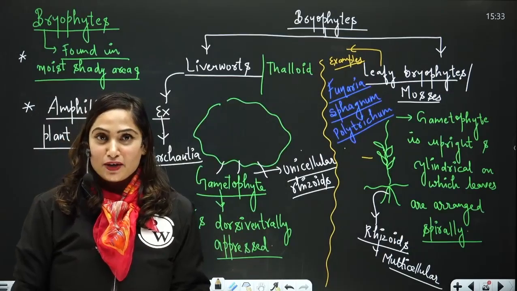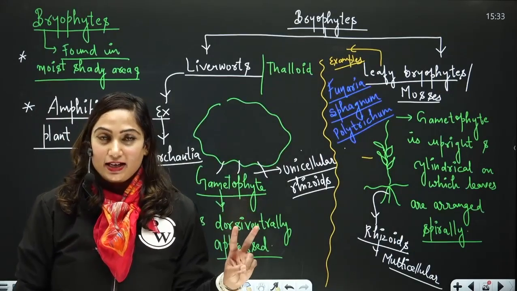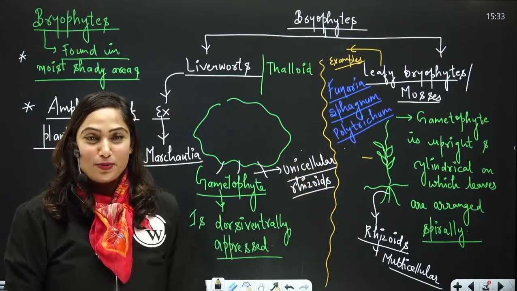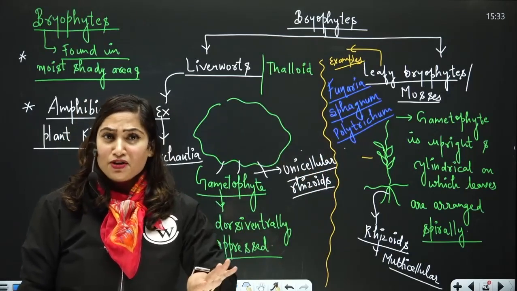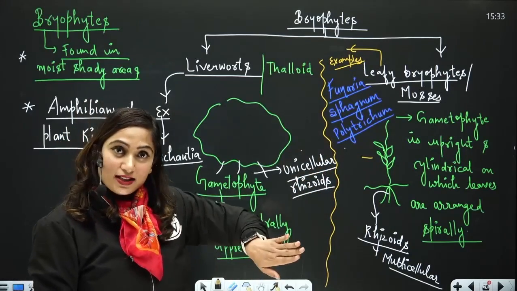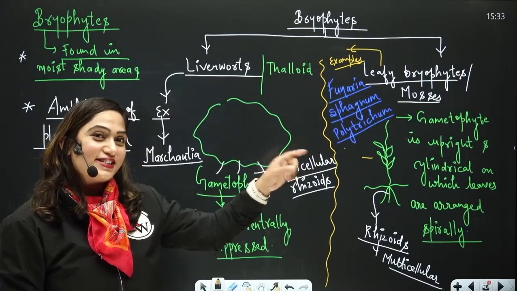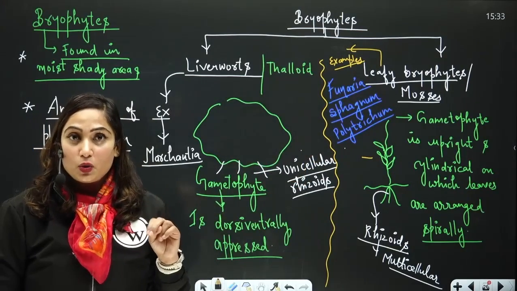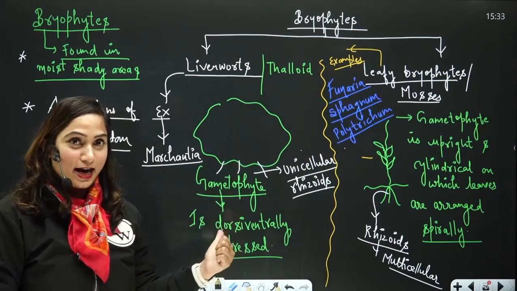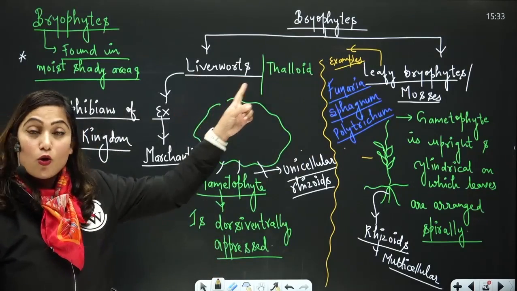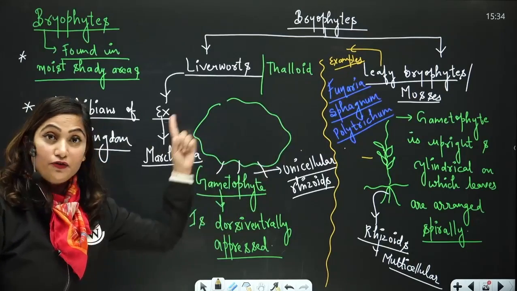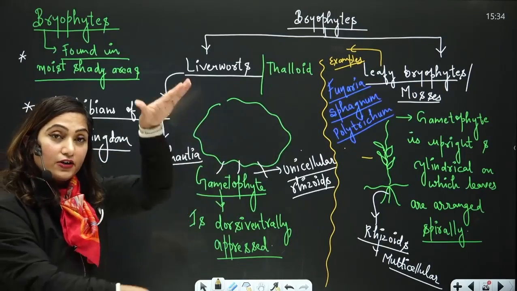We divide bryophytes into two categories, liverworts and the mosses, that is leafy bryophytes. Liverworts are primitive ones and the mosses are the advanced ones. Okay, now what is the difference between their gametophyte? Let's understand. The liverworts, also called the thalloid forms, their gametophyte is dorsiventrally appressed.